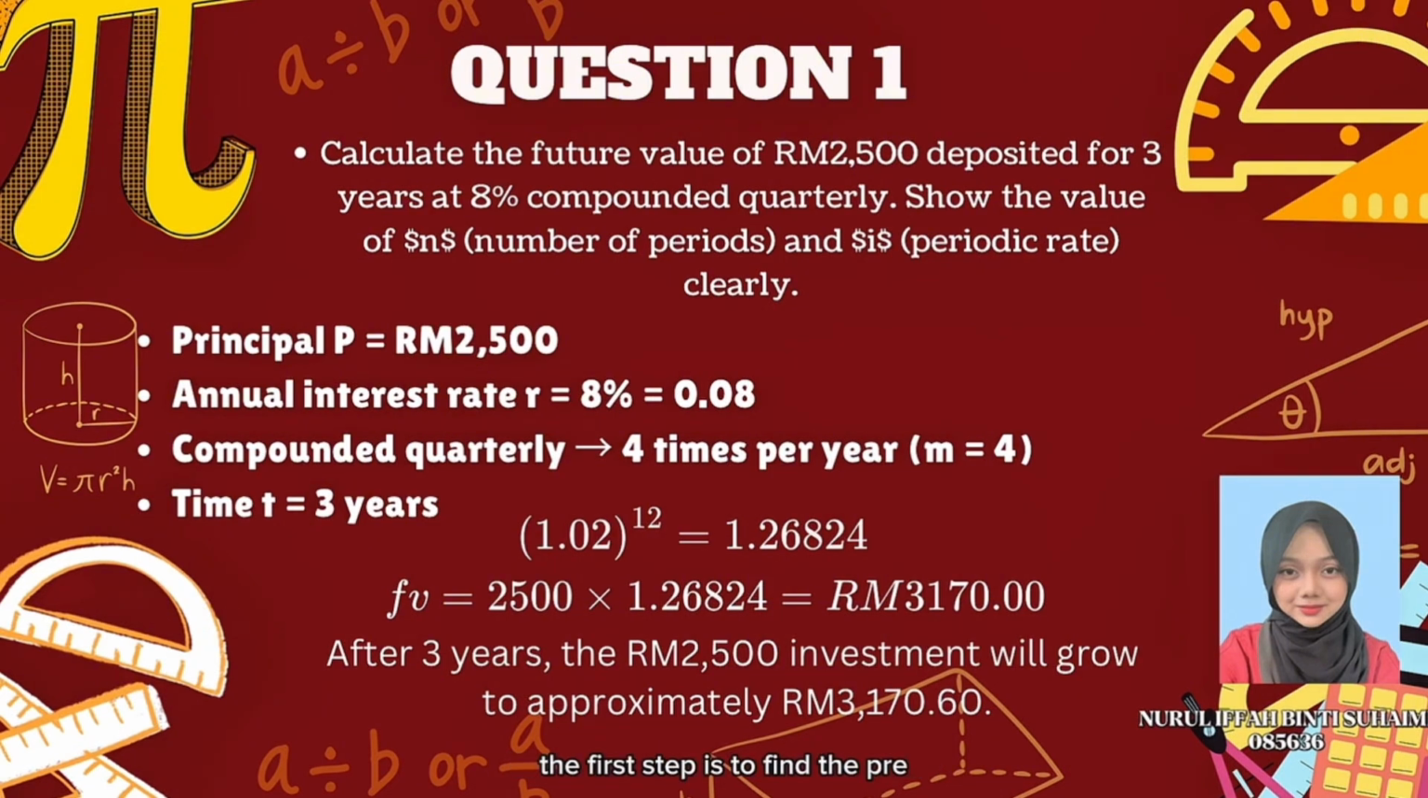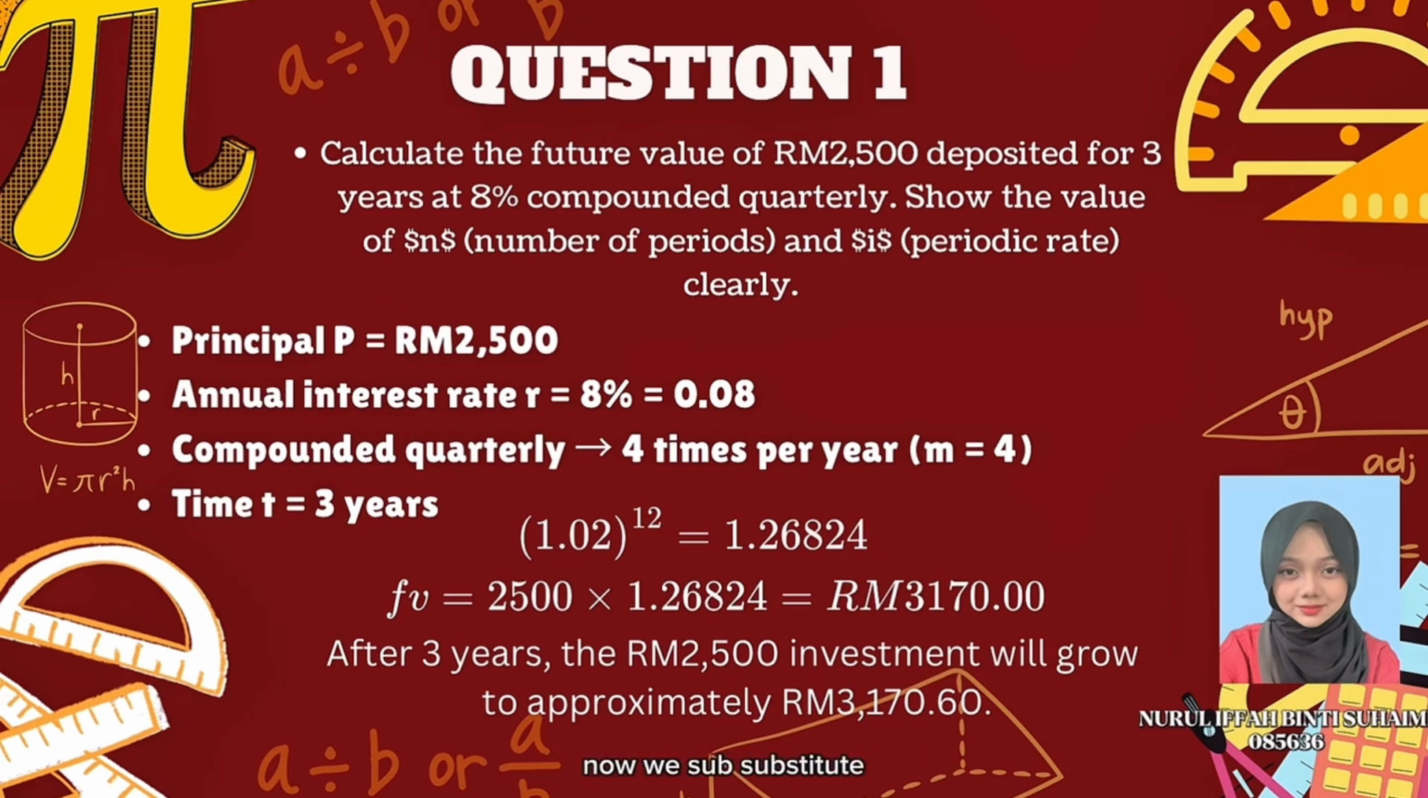The first step is to find the periodic interest rate. Since the interest is compounded 4 times a year, we divide 8% by 4. So the interest rate per quarter is 2% or 0.02. Next, we calculate the number of periods. 3 years multiplied by 4 periods per year gives us 12 periods.